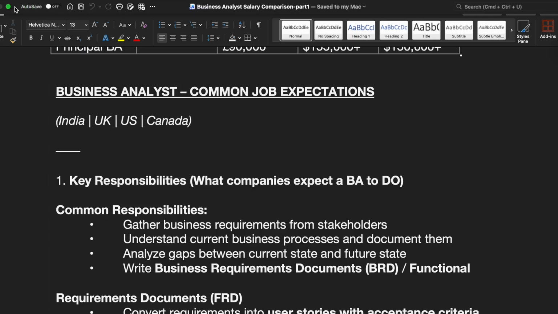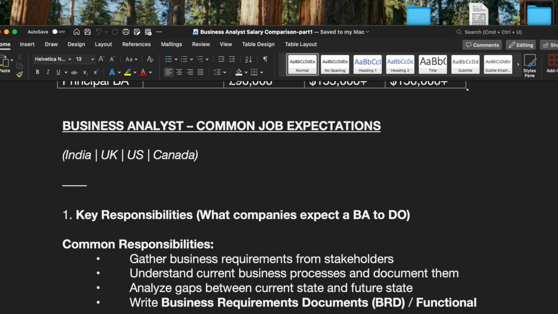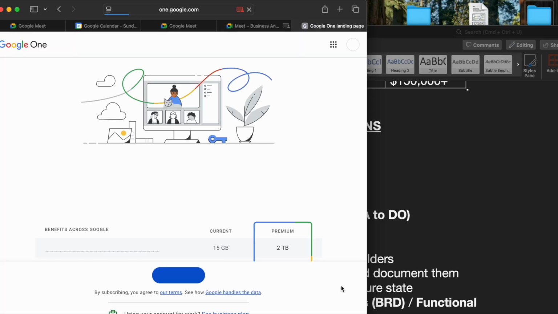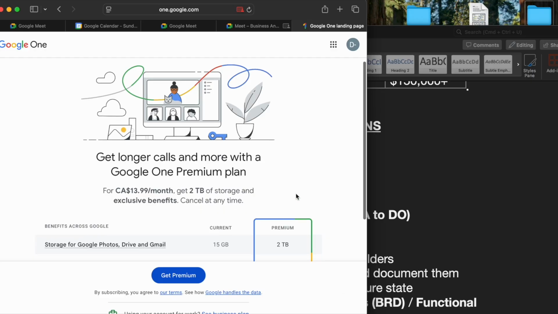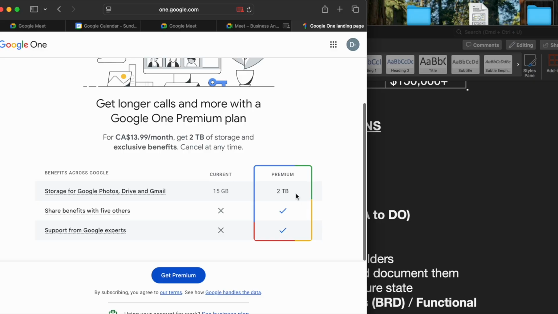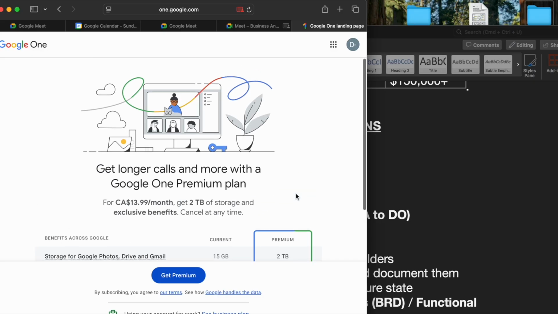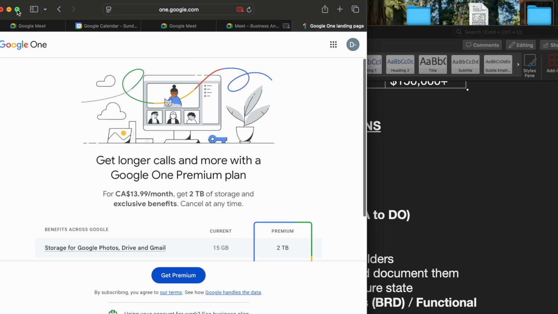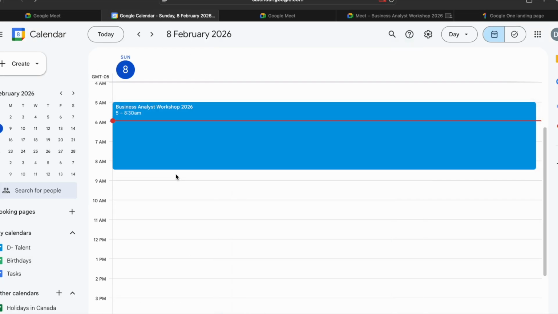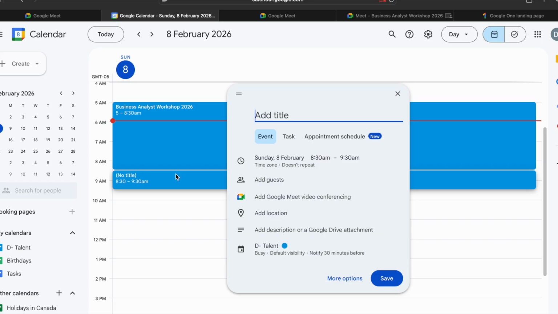Okay, so let me do this. If this call ends, I will call you guys manually, so I can add you to the call. Let me write down who we are on the call. Can you type your email ID in the chat so that I can call manually?